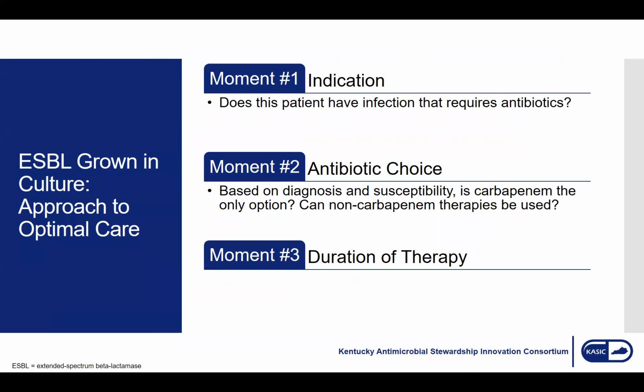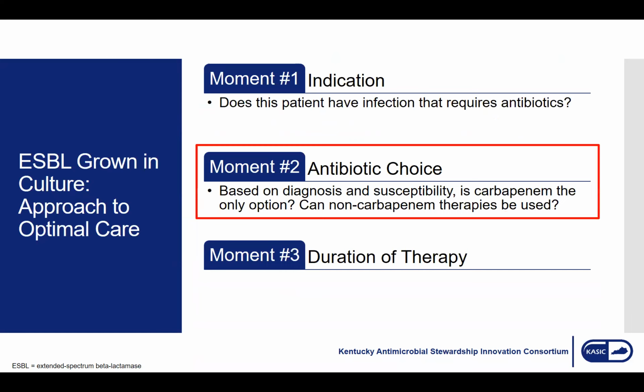So now that you've gone over moment number one, to think about whether or not the patient truly has an indication for antibiotics, truly has an infection, you should move over to moment number two, antibiotic choice. So now you have a diagnosis, right? You need to think about, is carbapenem truly the only option I can use, or can non-carbapenem therapy be used in those patients?